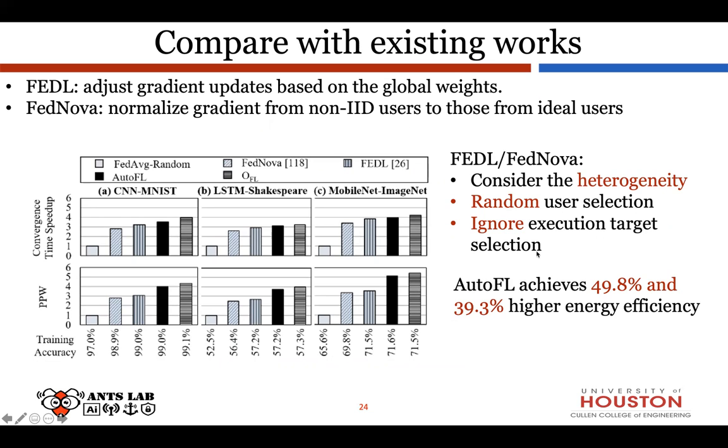execution target selection. And from these figures, we can find that the proposed one outperforms these three baselines, and especially for energy efficiency, it can achieve nearly 50% and 40% higher energy efficiency compared with FEDL and FedNova. So that's the simulation results of their paper.